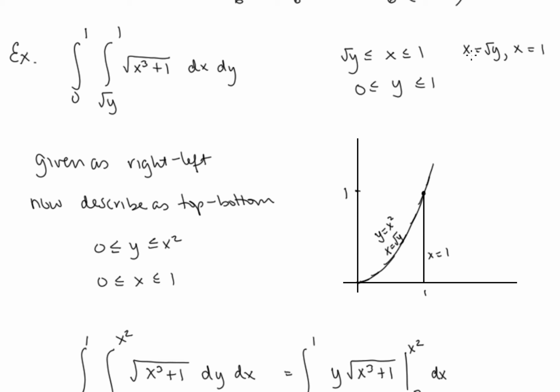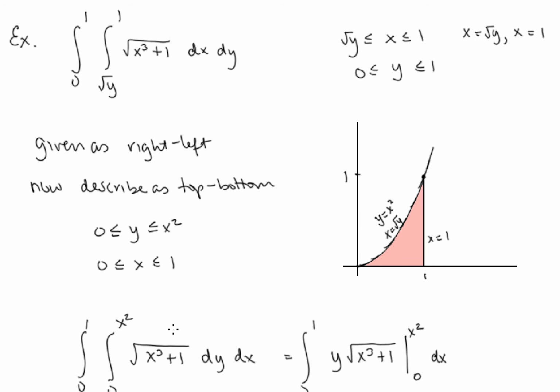Well, x equals radical y is the same as y equals x squared. That's our parabola here. And x equals 1 is our line here. So if we're a point inside this region, we've got on our left x equals radical y, on our right x equals 1. And then with that, y is going from 0 to 1. So this is the region we're looking at.